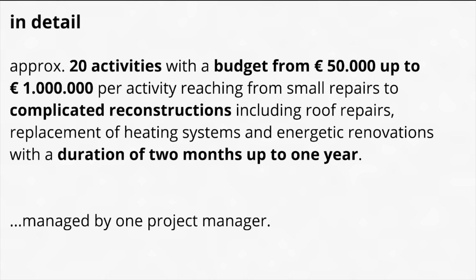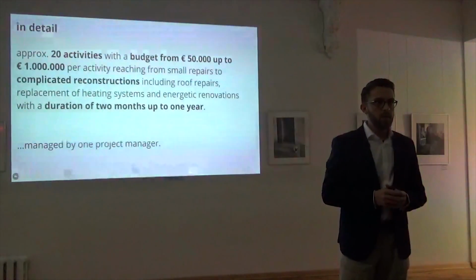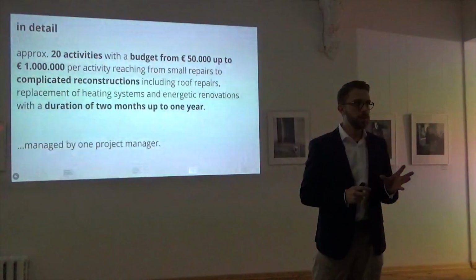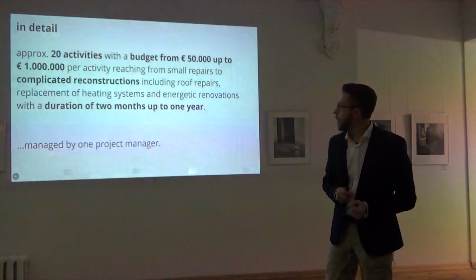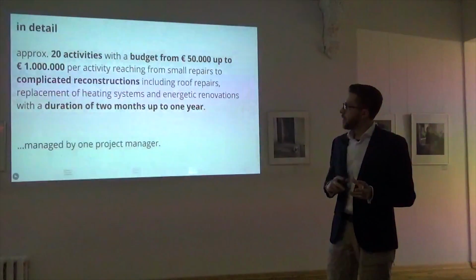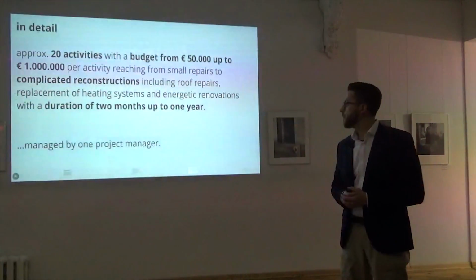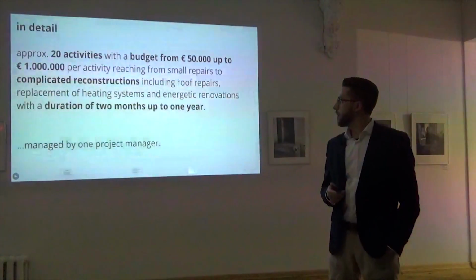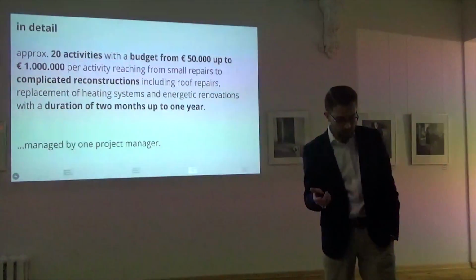So we have approximately 20 activities. Activities are refurbishments. So we pick an object, we evaluate them. Mainly it's social infrastructure, mainly schools, kindergartens, orphanages, it could be a hospital. We pick it, we go through the complete process of planning the refurbishments. We work with an architect or with many architects, also with architects from Kiev. And afterwards we pay for the refurbishment and we control them, of course.